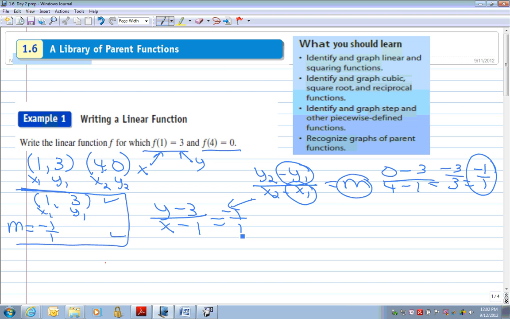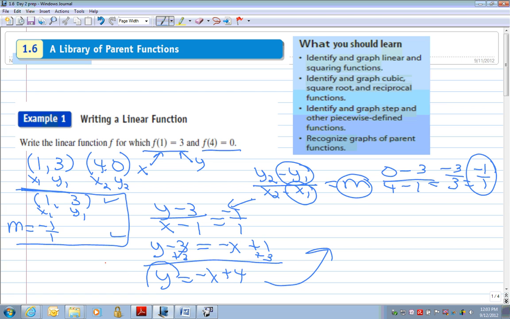We'll go ahead and finish this up. So 1 times y would be y, 1 times negative 3 is negative 3. Equals, go the other way, negative 1 times x is negative x, and negative 1 times negative 1 would be a positive 1. To finish solving for slope-intercept form, you would add the 3 to both sides. The 3's cancel on this side, and your final equation is y equals negative x plus 4. Now, if you want to put it in function notation, we could write it as a function, and instead of y, we could write f of x equals negative x plus 4.